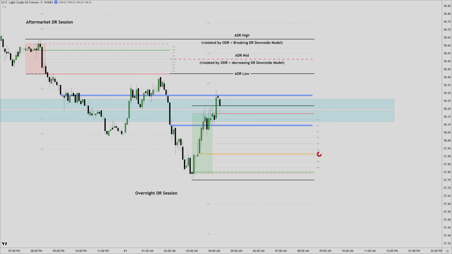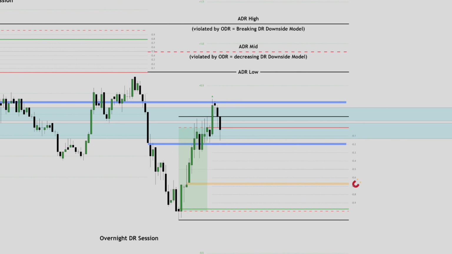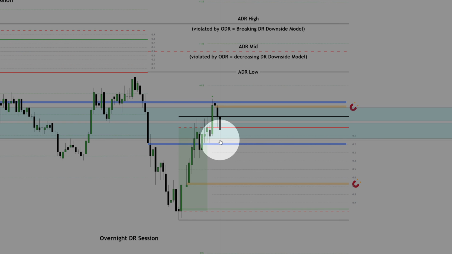About 15 minutes after the long confirmation, price rejects the lower previous DR level. While retracing, it leaves an open magnetic volume imbalance above, which creates a valid trade idea.